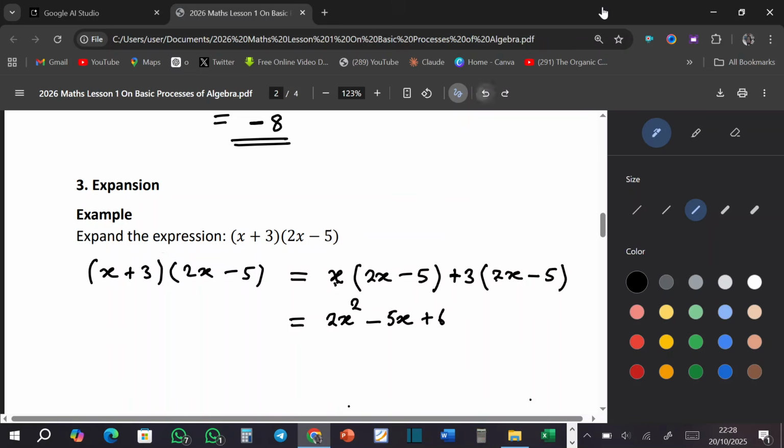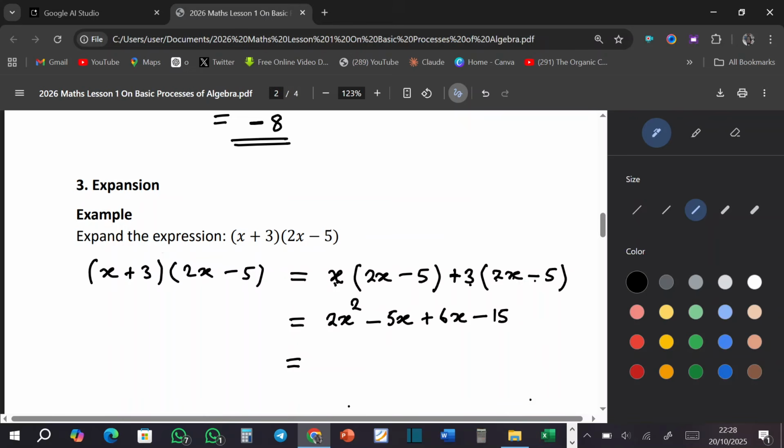The pen is not good, guys. So positive 6, then that x you bring it there. Then here you multiply again, positive 3 and negative 15. Since this one has positive, that one has negative, you have negative here. Then you say 3 times 5, it will be 15, like that. Then from there, you do what we call simplification, like you add or subtract like terms.